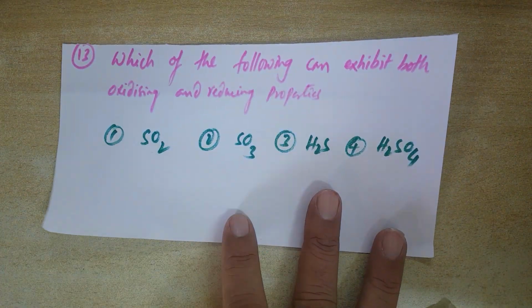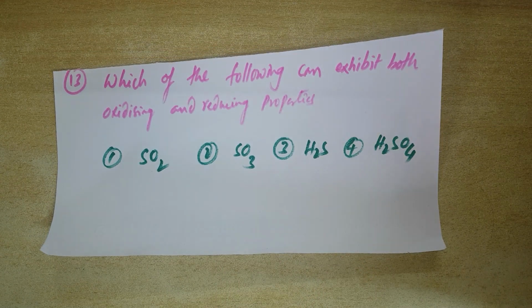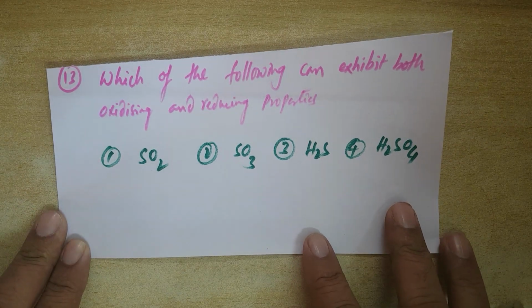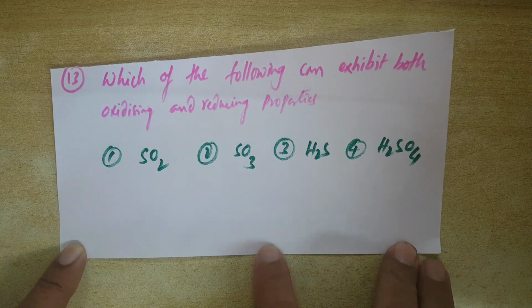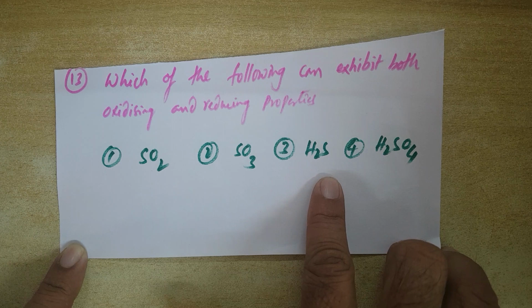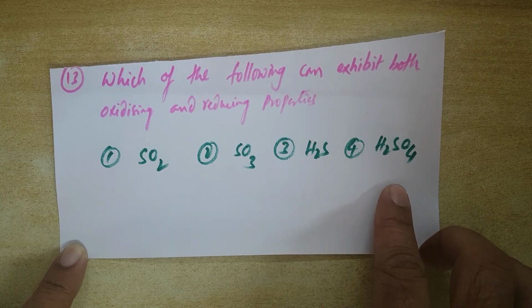Which of the following can exhibit both oxidizing and reducing agent behavior? If the element is able to exhibit lower and higher oxidation numbers, with both increasing and decreasing possible, such substances can act as oxidizing as well as reducing agent. In SO2, the sulfur oxidation number is plus 4. In SO3, sulfur oxidation number is plus 6. In H2S, sulfur oxidation number is minus 2. In H2SO4, sulfur oxidation number is plus 6.